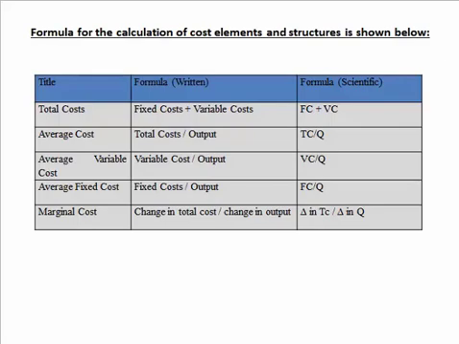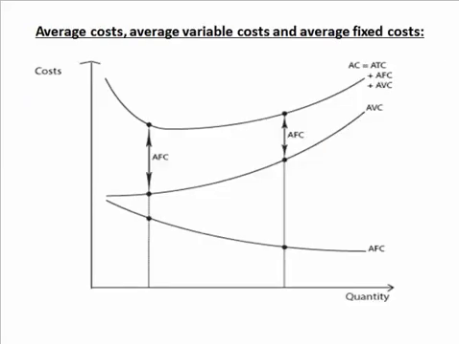Average costs, average variable costs and average fixed costs are represented on the diagram in front of you. Average fixed costs are thought to decrease over the long term, with average variable costs increasing due to diminishing returns, meaning that the average total cost, which is the fixed cost plus the variable cost on average, forms the top line.